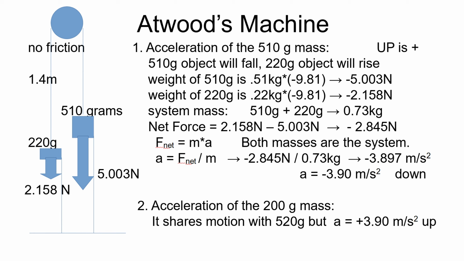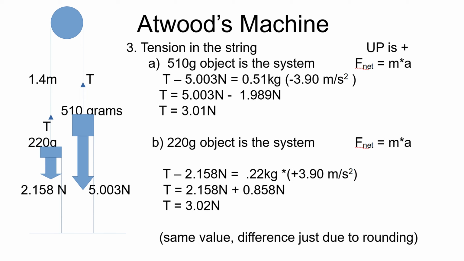The 510 gram object on the right goes down. The string pulls the 220 gram object up. So plus 3.9 meters per second squared. What about the tension in the string? This tension in the string is an internal force in the problem, so I did not have to use it in the net force calculation. Net force only deals with external forces.